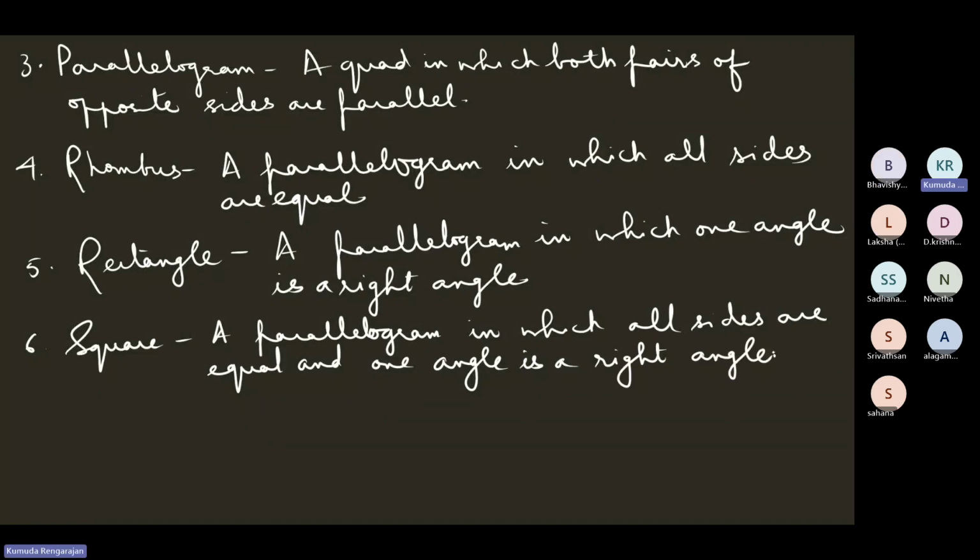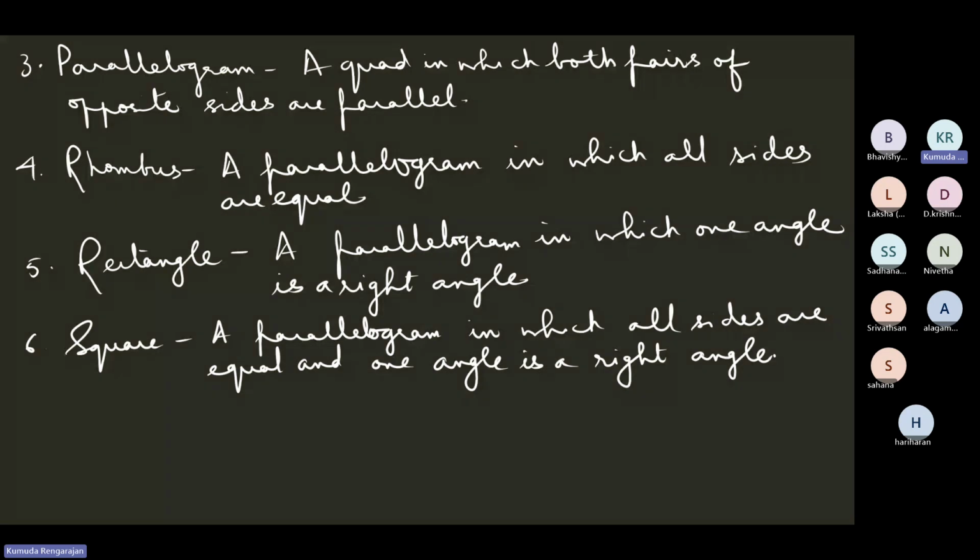So in a parallelogram, both the pairs of opposite sides are parallel. A quadrilateral in which both pairs of opposite sides are parallel is a parallelogram. The other quadrilaterals, rhombus, rectangle, and square, all are parallelograms. Rhombus, rectangle, and square are special parallelograms.